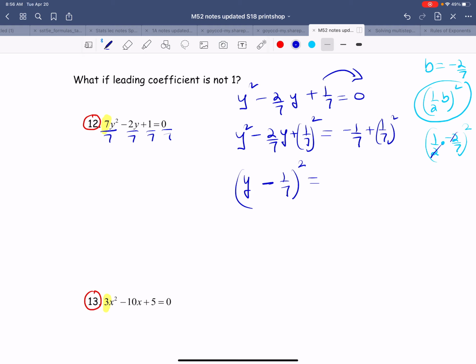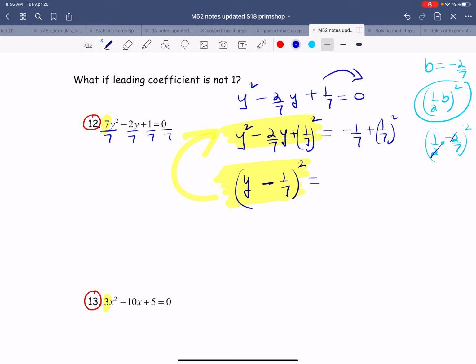And again, don't feel like you lost something. You started with 3 terms and now you have only 2, but you didn't really lose anything. Go ahead and FOIL y minus 1/7 squared on a side scratch space, and you will get back what you started with. You would get back to this expression.